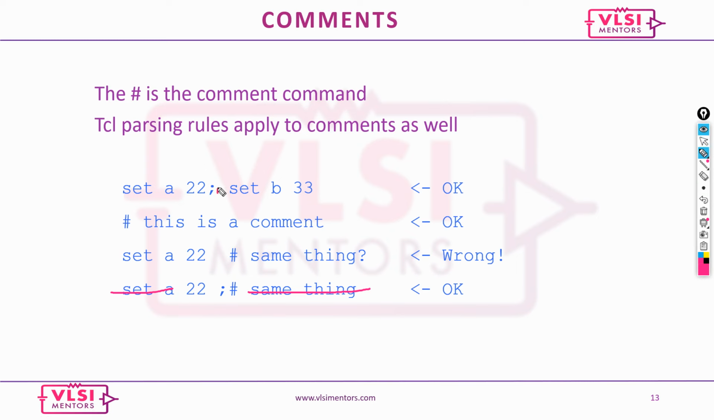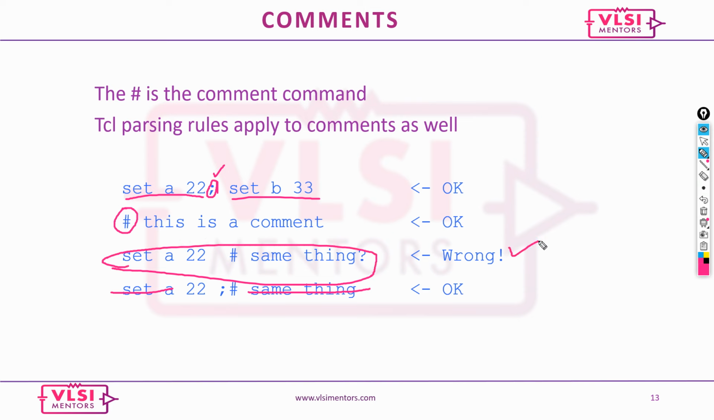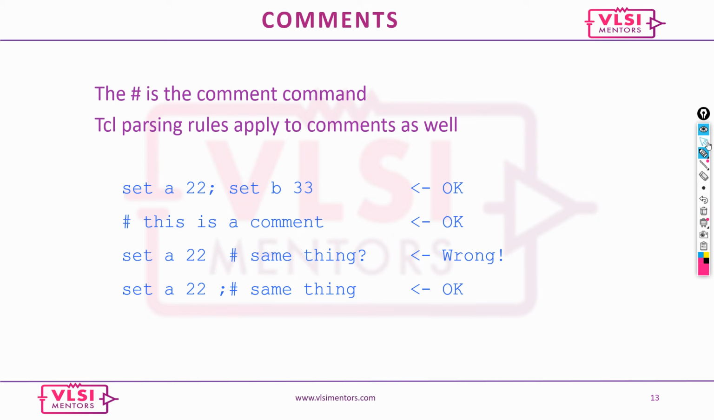And as I told, if you add a semicolon, that's treated as the end of the line. So set A is 22 and set B is 33. These two are separate commands. This line is actually starting with the hash, so it's treated as a command. Now this particular line is what I was just talking about. It would error out, and this is a valid one.